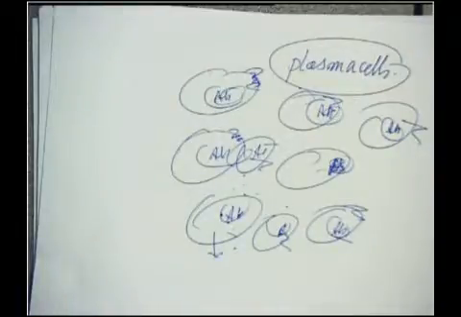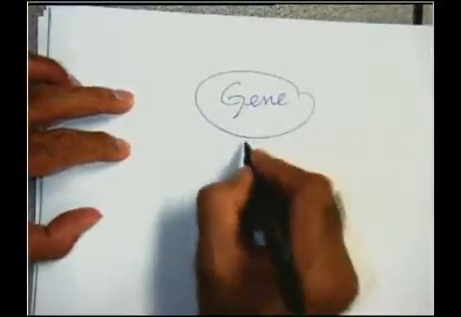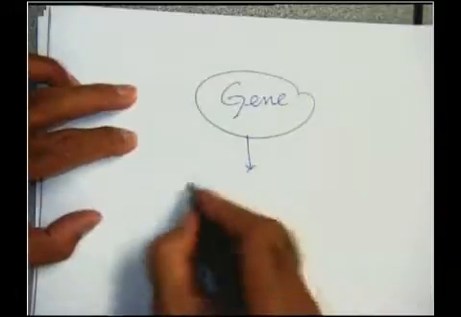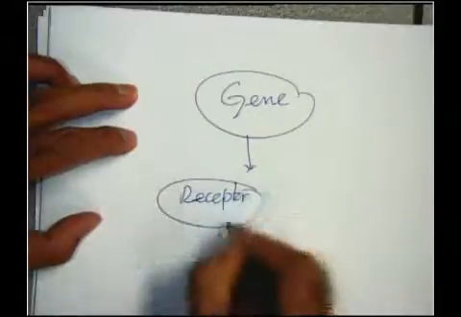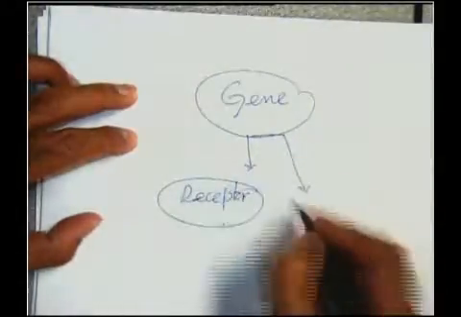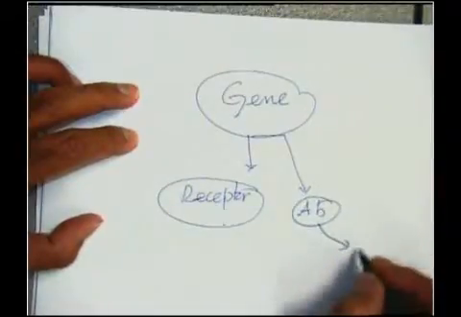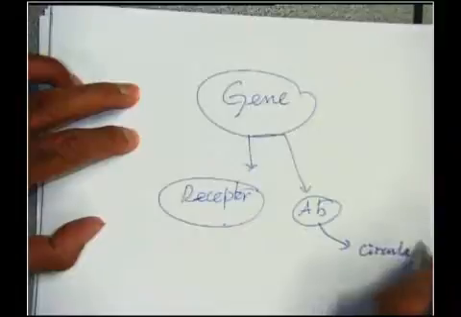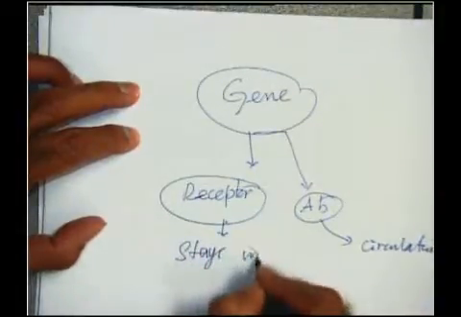The same gene, I just want to make sure, the same set of genes, will express in a different way. In one form it can act as a receptor protein, and the same gene product will go for antibody. This antibody gets into circulation, and this receptor molecule stays in the membrane.